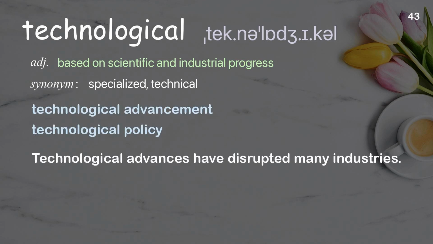Technological. Based on scientific and industrial progress. Examples. Technological advancement. Technological policy. Technological advances have disrupted many industries.